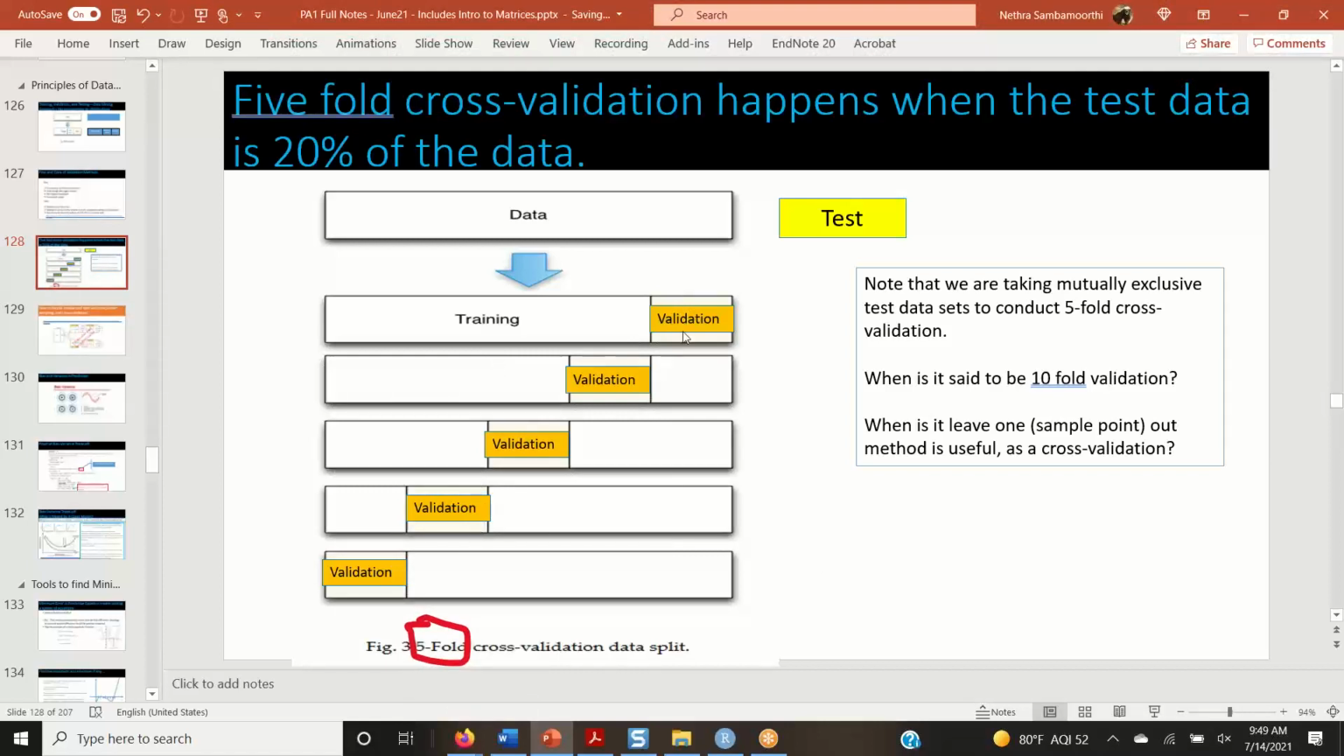If I want 10, how much is it? If it is 5, it can be 5-fold only if these are all 20%, 20%. This is a 20% validation, but it is a different validation. This is a different 20% validation, a different 20% validation, and so on. Then I said I want 10-fold cross validation. What will be the first one here? This is a 5-fold cross validation, and I can create that by creating 20%, 20%, 20%, 20% like this.